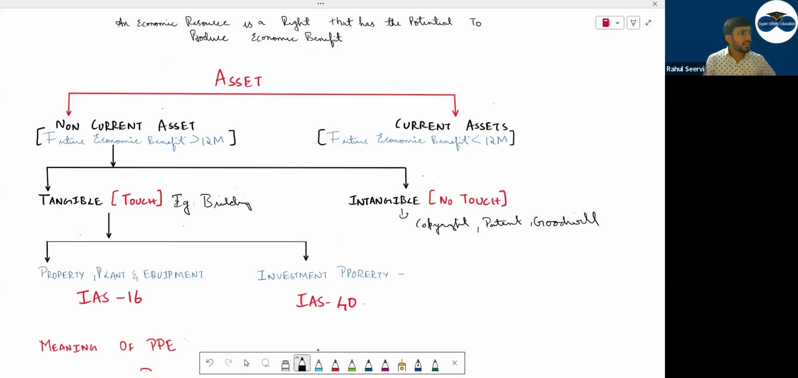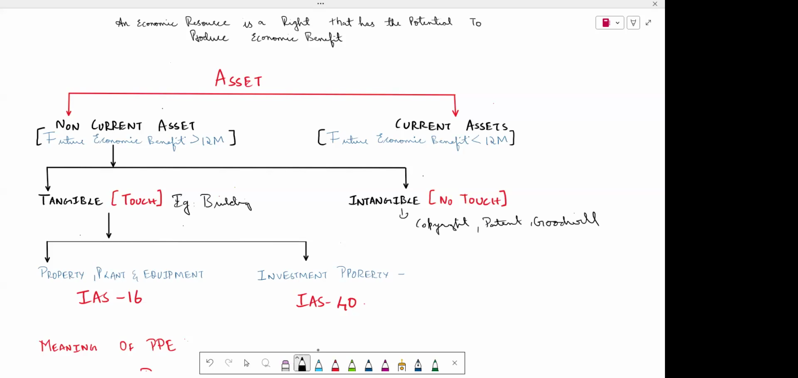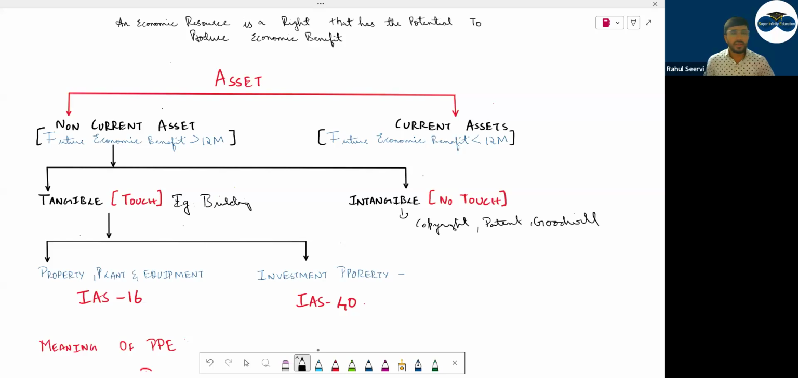Now, what does goodwill mean? Anyone, any idea? Reputation of the business. Okay, then anyone else? Goodwill means what? Company's reputation. Okay, company's reputation.